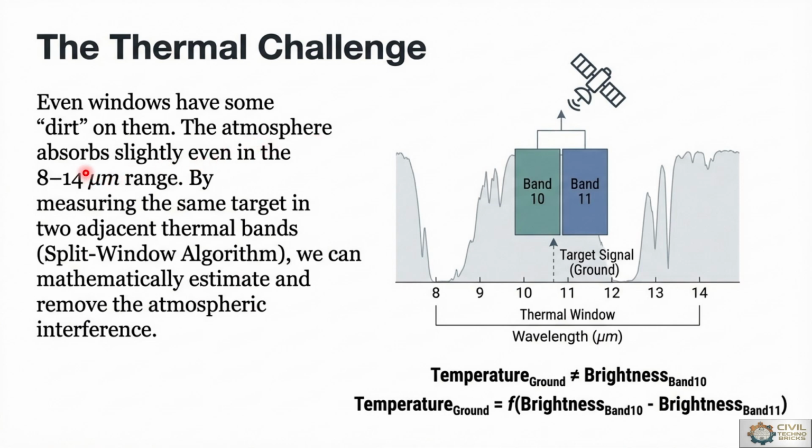The atmosphere absorbs slightly even in the 8 to 14 micrometer range. By measuring the same target in two adjacent thermal bands, two thermal windows with wavelength in micrometers, we can mathematically estimate and remove the atmospheric interference. Certain wavelengths are strongly absorbed by atmospheric gases, creating absorption bands unsuitable for remote sensing observations. Water vapor absorbs radiation, and ozone significantly absorbs ultraviolet radiation, protecting the earth's surface from harmful energy.